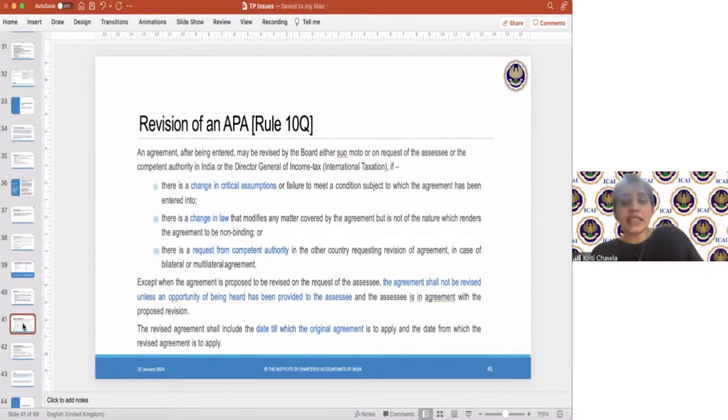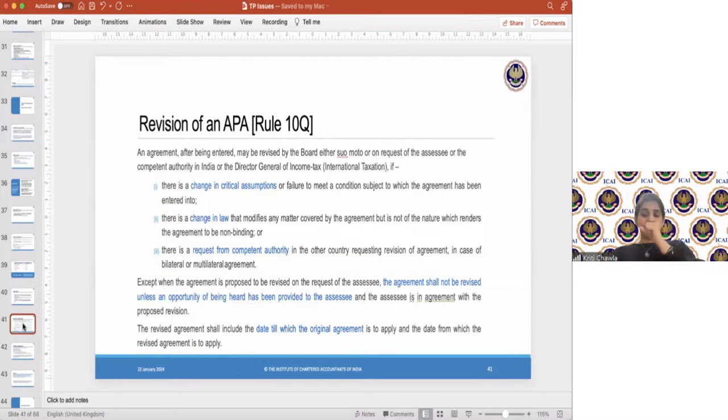Now the thing is that let's decide that I have entered into an APA with the tax authorities, and because there was a lot of litigation on my transaction, I entered into an APA, and let's say I entered into an APA for 5 years. Now the question is, can this APA be revised or not?